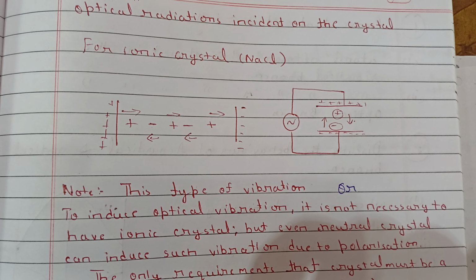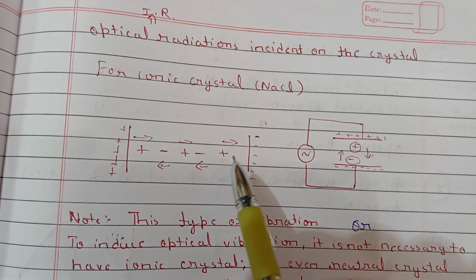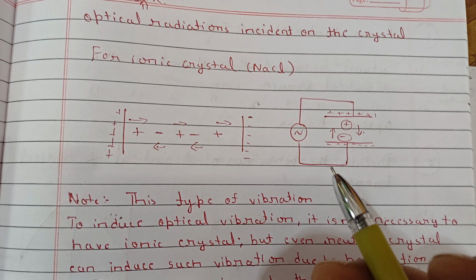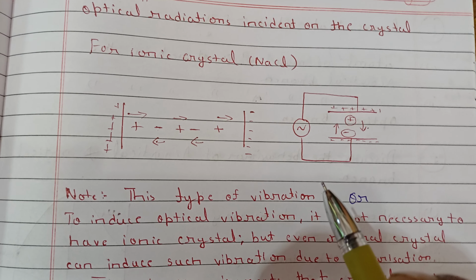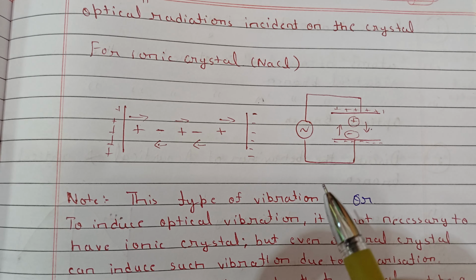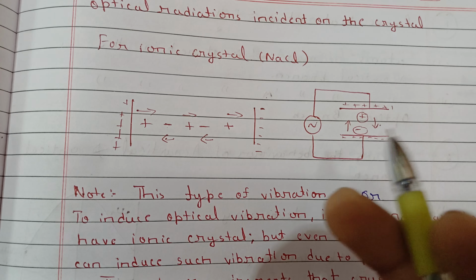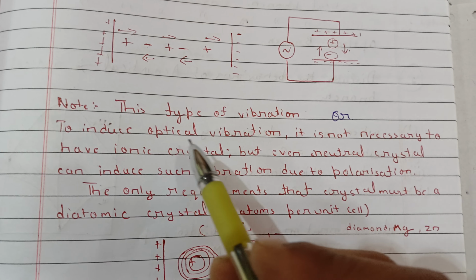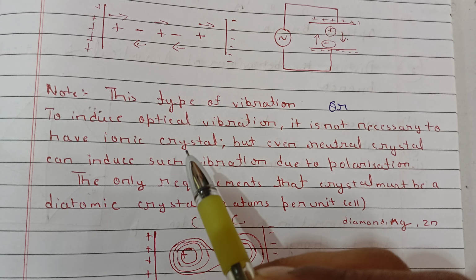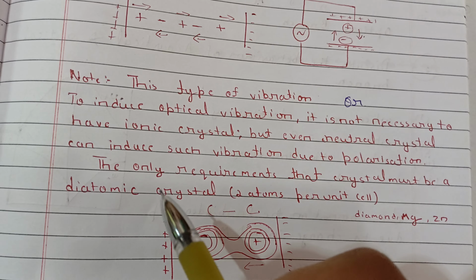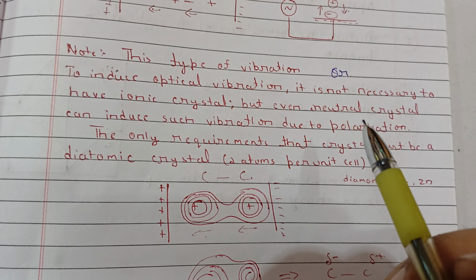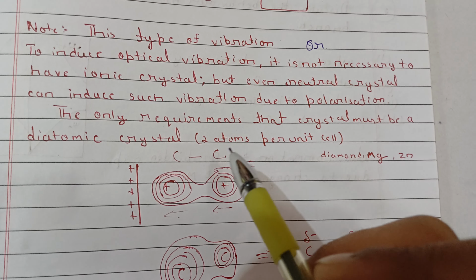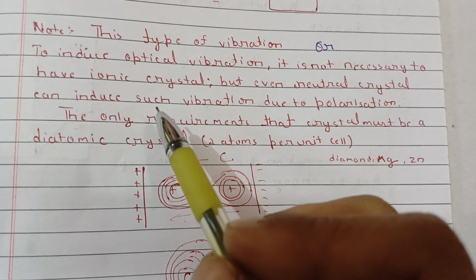And it doesn't mean that only these ionic crystals can produce such type of vibrations, but simple neutral molecules can also produce them, provided they are diatomic at least. Then this type of vibration can be produced. Let me show you this type of vibrations. To induce optical vibration, it is not necessary to have an ionic crystal, but even a neutral crystal can induce such vibrations due to polarization. The only requirement is that the crystal be a diatomic crystal, two atoms per unit cell. So it can be produced by polarization.